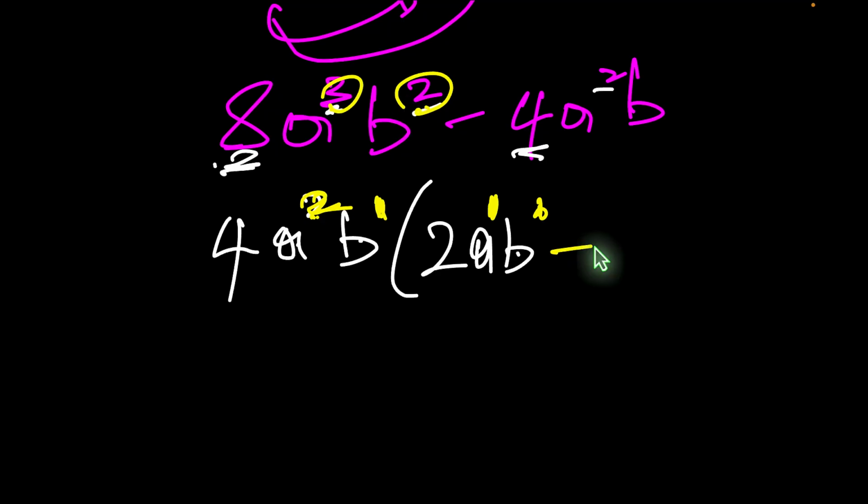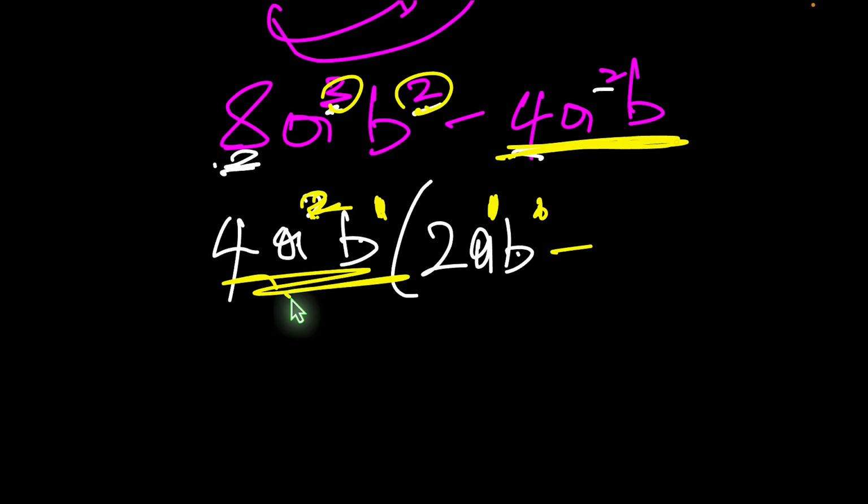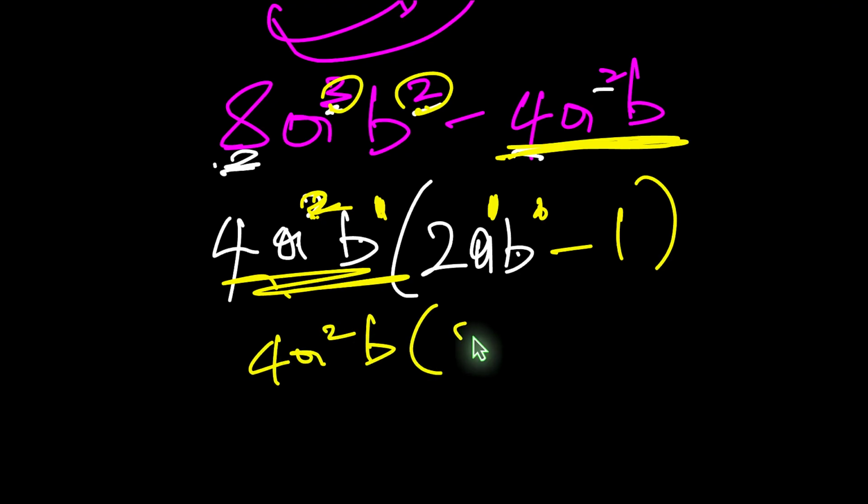So 4 will cancel 4, so that's just 1. a squared will cancel a squared. b will cancel b. So you notice that this is the exact term as that right there, so it's just going to be 1 there. So this is our final answer, let me just write that better: 4a squared b, and we have 2ab minus 1.